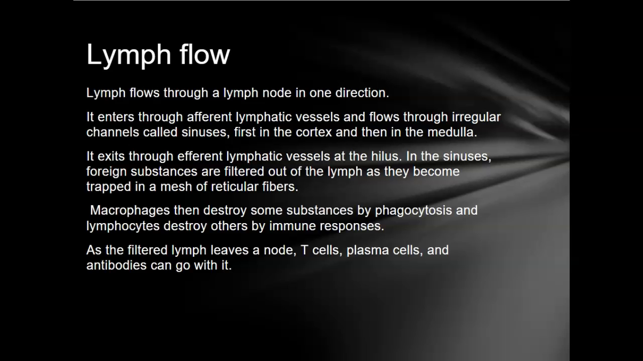That's what it looks like. As it moves through and is filtered, it leaves and takes T cells with it, it takes plasma cells, it takes antibodies. Anything produced in that node is going to travel along with it, finding its way back to the circulatory system and imparting immunity or aiding in fighting off infections.